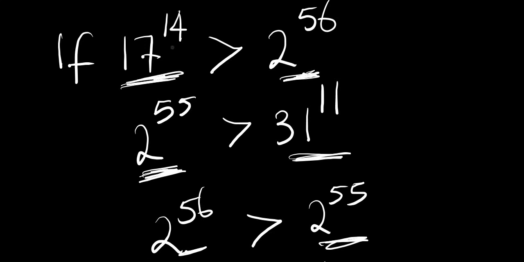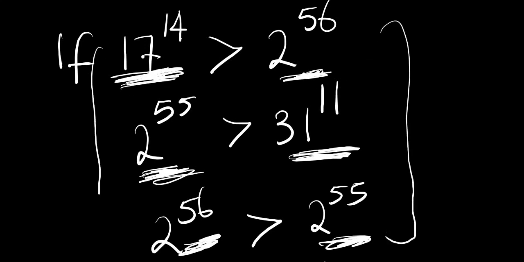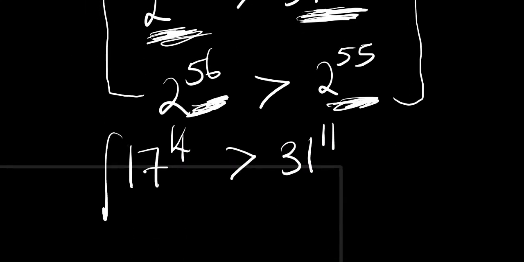If 17 to the power of 14 is greater than 2 to the power of 56, then 2 to the power of 56 is greater than 2 to the power of 55. And 2 to the power of 55 is greater than 31 to the power of 11. That means 17 to the power of 14 is greater than 31 to the power of 11. In fact, it simply means amongst all these numbers here, 17 to the power of 14 is actually the greatest, and 31 to the power of 11 is the smallest. So that's what we have gotten down here: 17 to the power of 14 is greater than 31 to the power of 11.